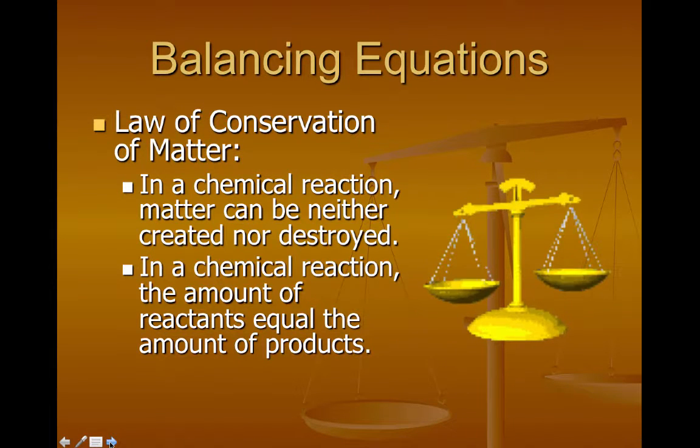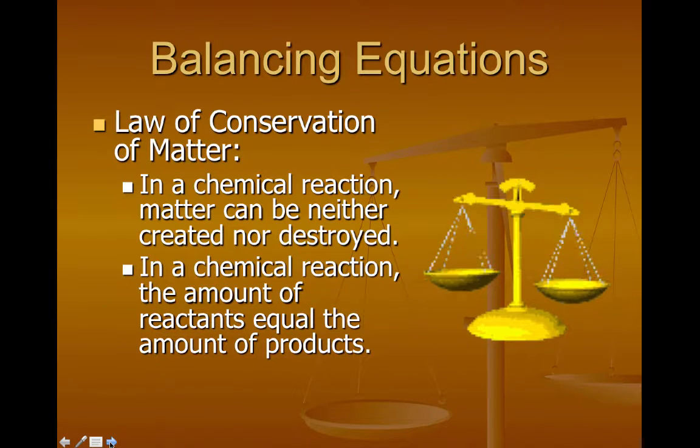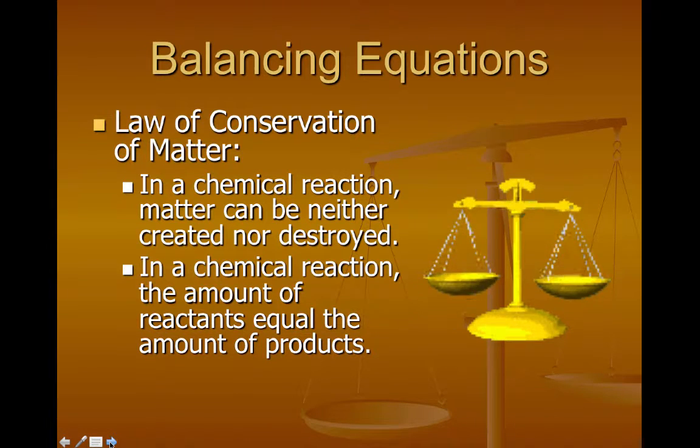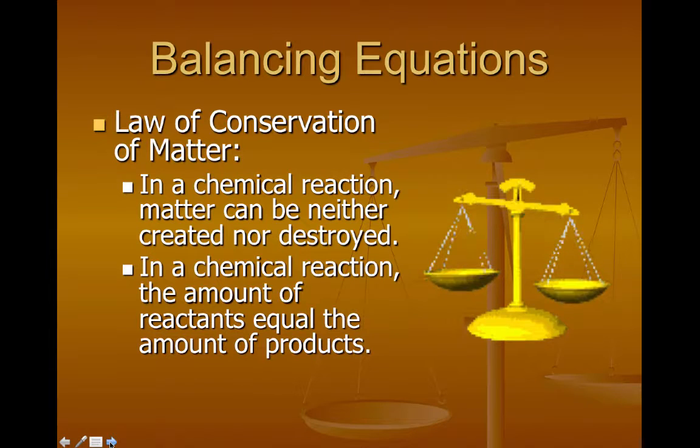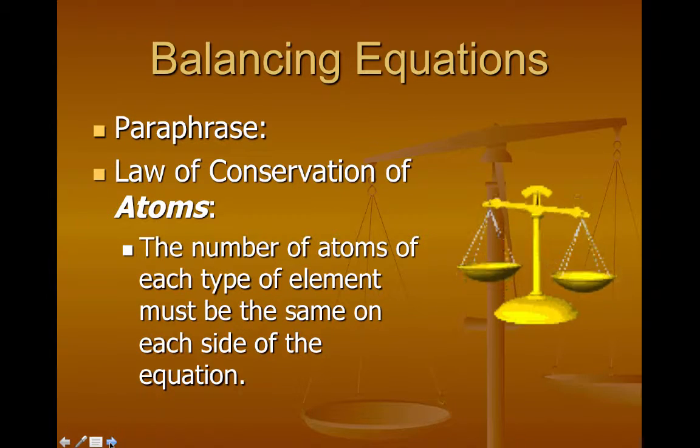Law of conservation of matter. Let's go into more detail with it. In a chemical reaction, matter can neither be created nor destroyed. In addition, in a chemical reaction, the amount of reactants equals the amount of products. If you have two hydrogens on one side, you must have two hydrogens on the other side, for example. Basically, the law of conservation of atoms: the number of atoms of each type of element must be the same on each side of the equation, as I just previously stated.